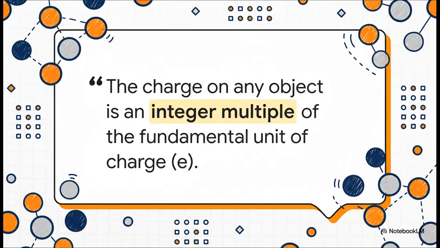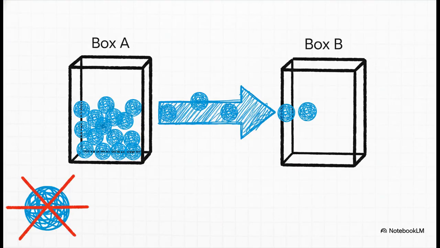This leads to a really important idea called quantization. Basically, charge comes in tiny, distinct packets. Charge is transferred in whole numbers of electrons. You just can't move half an electron.